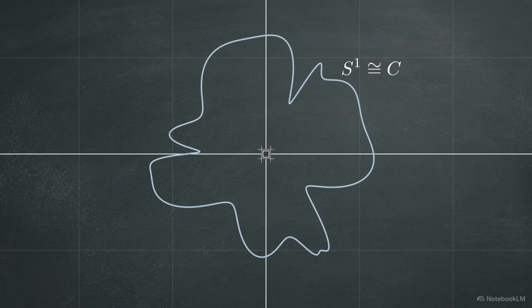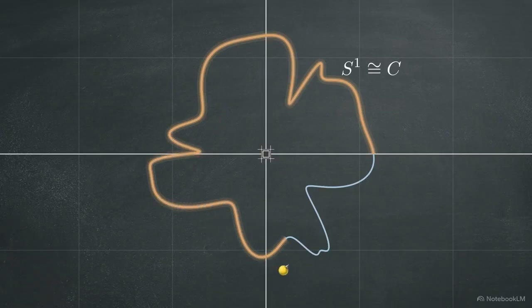This gives us our formal definition. A simple closed curve is any subspace of the plane that is homeomorphic to S1. Because the mapping is bijective, this tracing path is guaranteed to be continuous, and it will never cross over itself.